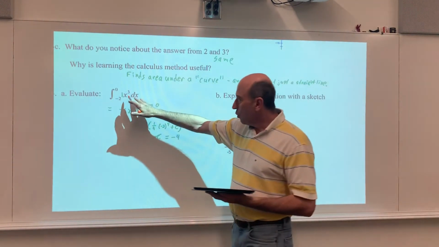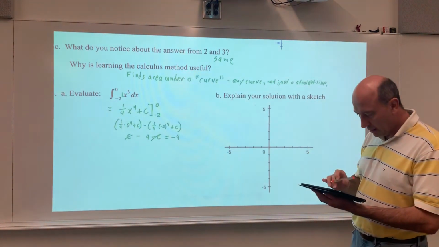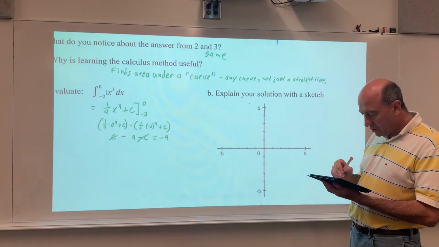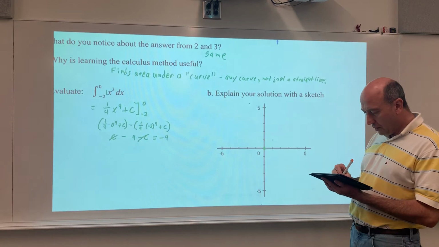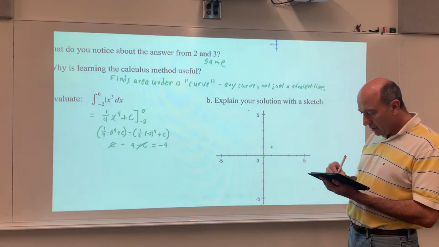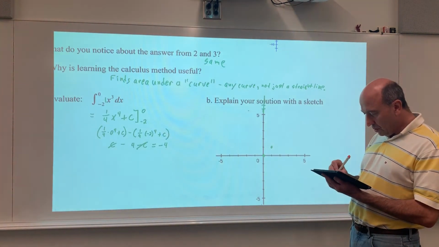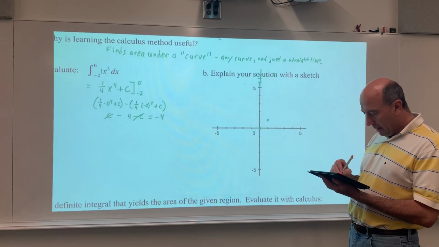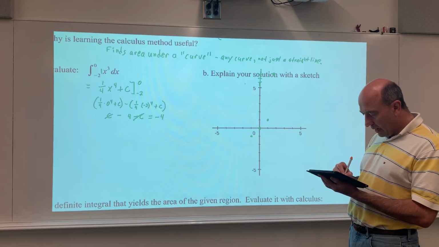Okay. We will graph x to the third. 0 to the third is 0. 1 to the third is 1. 2 to the third is 8. 5, 6, 7, 8. 2 to the third is 8. -1 to the third is -1. And -2 to the third is -8. -5, 6, 7, -8. So that's here.